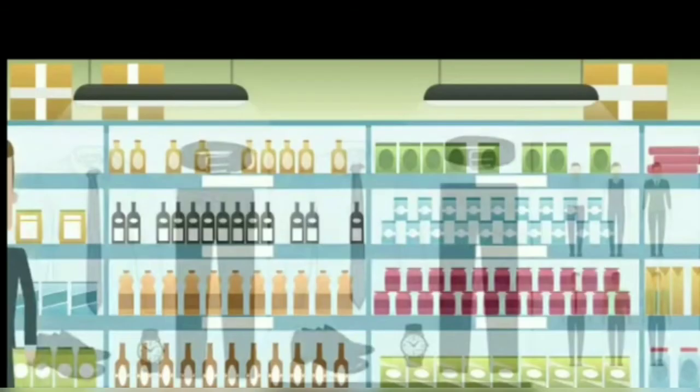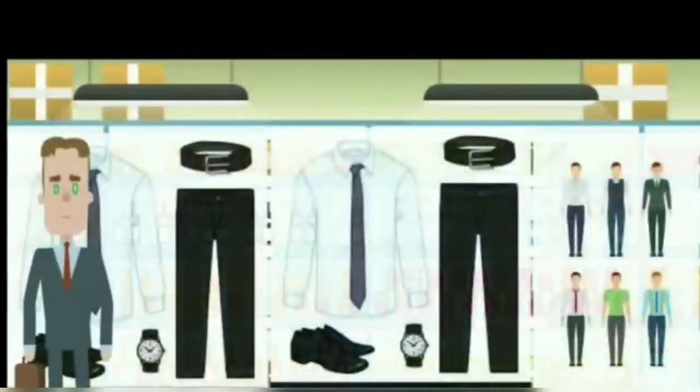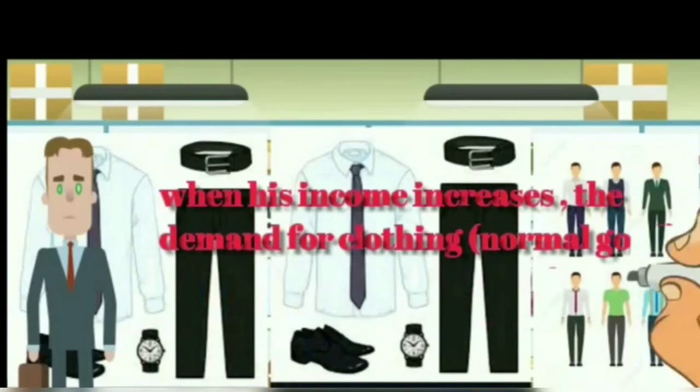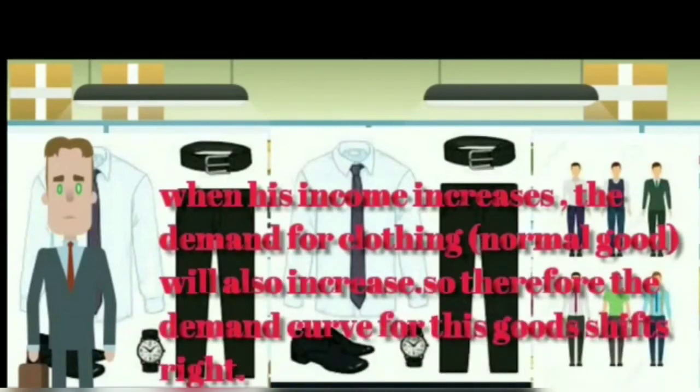Let me give you an example now. He's going to a shop to buy some clothes. When his income is increasing, the demand for clothing, which is a normal good, will increase, so his increase in income will cause an increase in demand for this good. So the demand curve will shift towards the right. Clothing is a normal good, right? When our income increases, obviously we'll buy more clothes, so we'll demand more clothes. As income increases, the demand for clothes will also increase, and so it is a normal good, to be noted here.